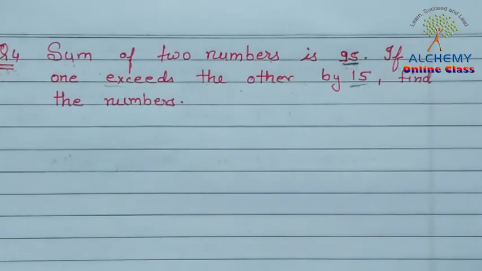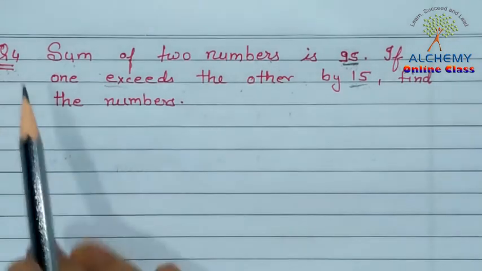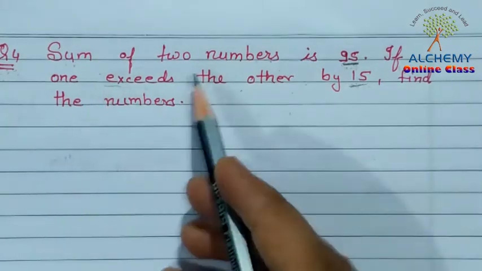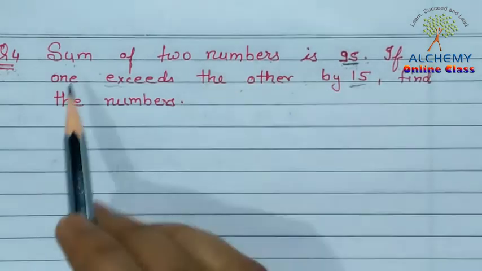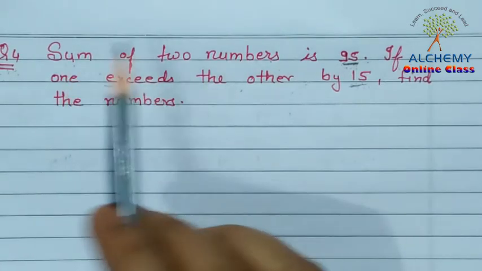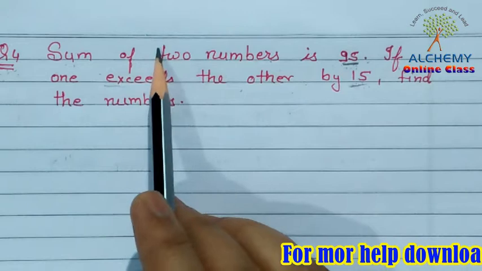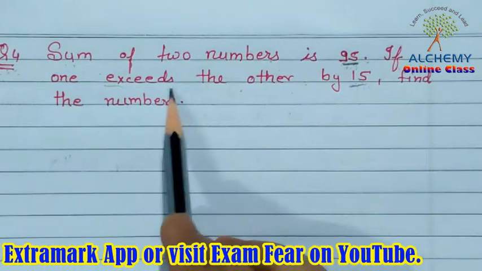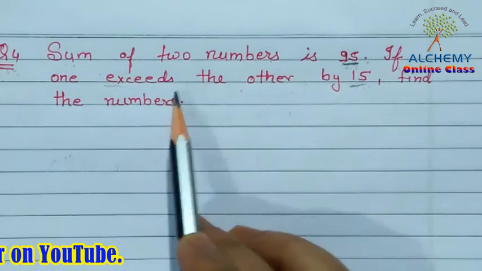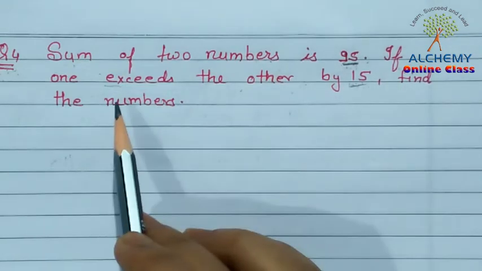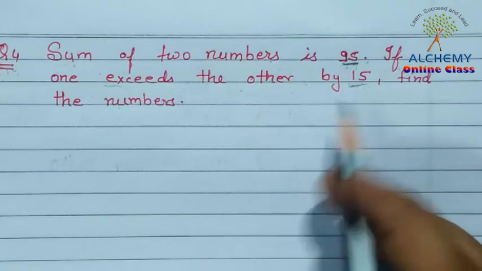Now students, the next question that we are going to take from exercise 2.2 is question number 4. Let's try to understand question number 4. Sum of two numbers is 95. If one exceeds the other by 15, find the numbers. We have two numbers, and when we add these two numbers, we get the result 95. If one number exceeds the other by 15, then if one number is x, the other number will be x plus 15.